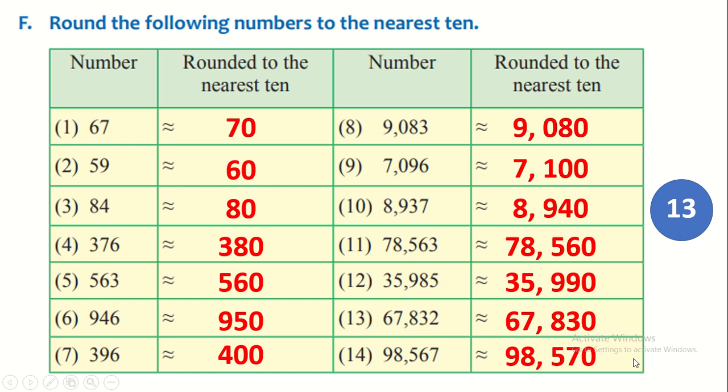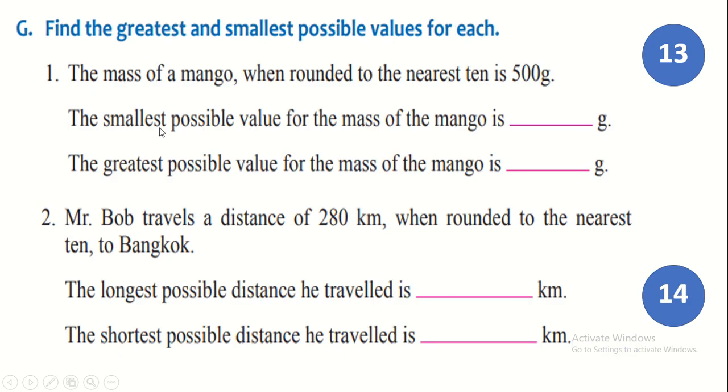Okay, students? Please check your answer from number 1 to 14. Okay. Next is letter G, page 13 and number 2 is 14, in your book. Letter G: Find the greatest and smallest possible values for each. Okay, number 1. Greatest, same as biggest, and smallest.